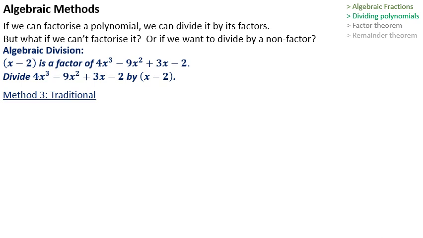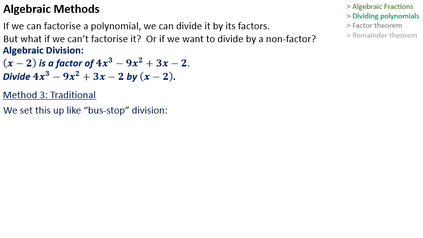The third method I want to show you, the final method here, is going to use the same example we had before, 4x cubed minus 9x squared plus 3x minus 2 divided by x minus 2. But this is the more traditional approach. This is what you'll normally find in the textbooks, and it probably resembles most closely long division that you might have done with numbers back in high school, potentially.